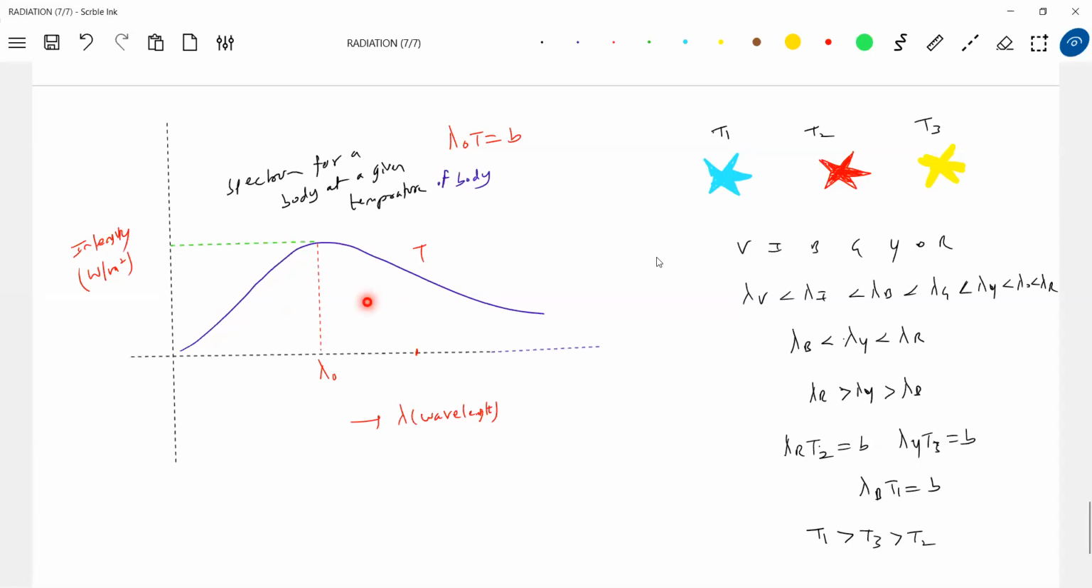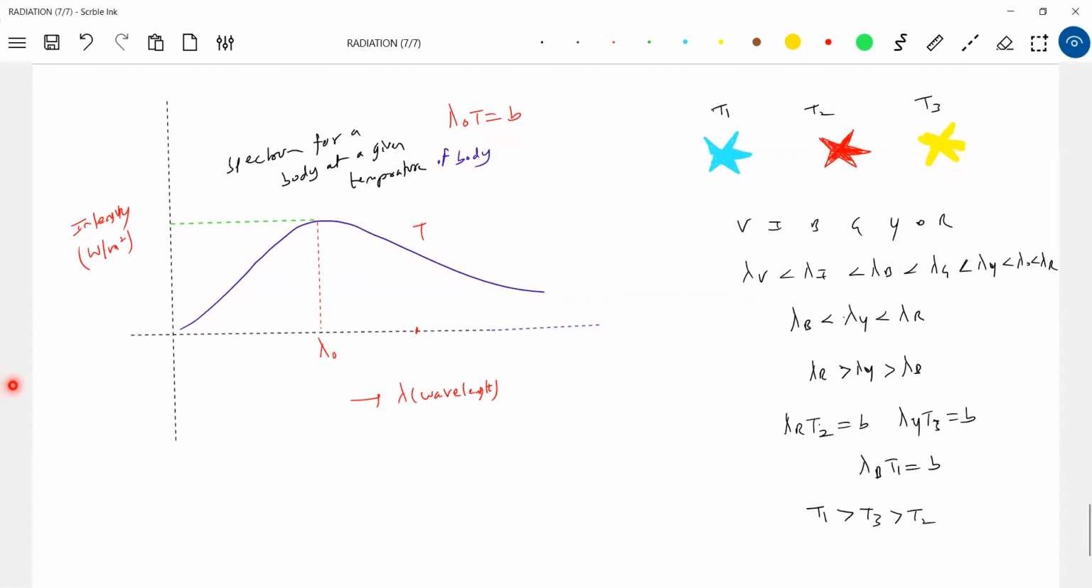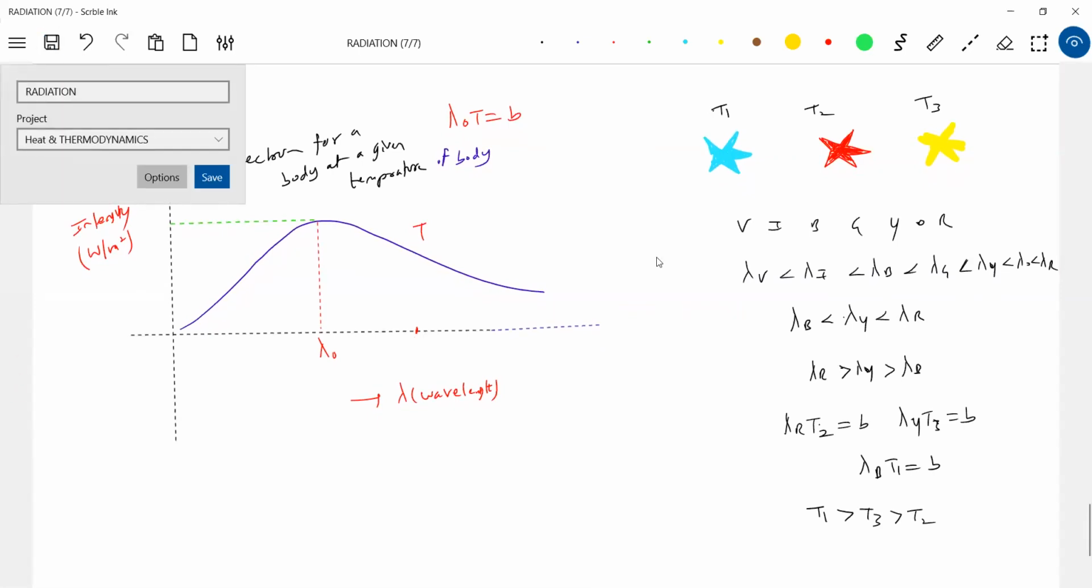I think all of you studied Planck's law in chemistry. Am I right? Yes or no? Yes, sir. Planck's radiation law.